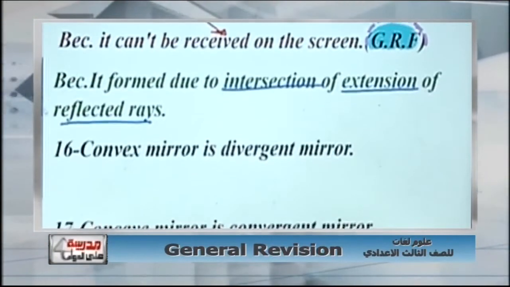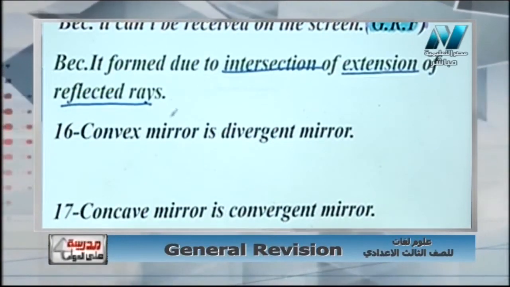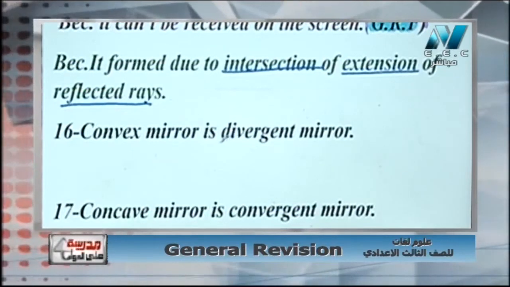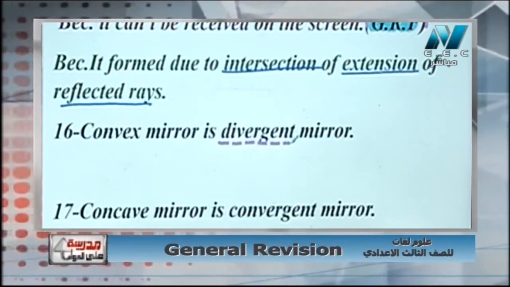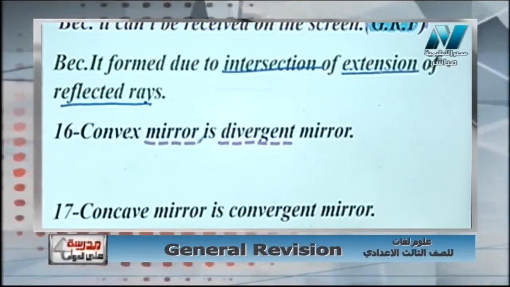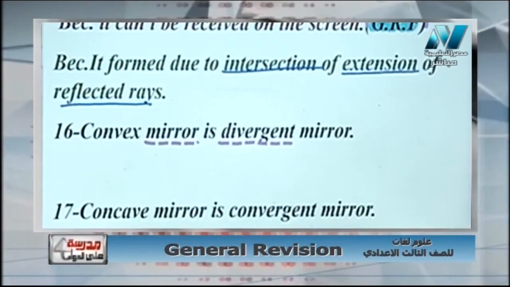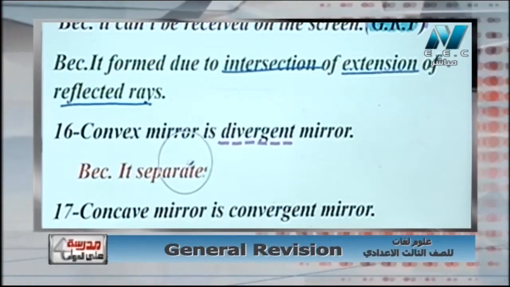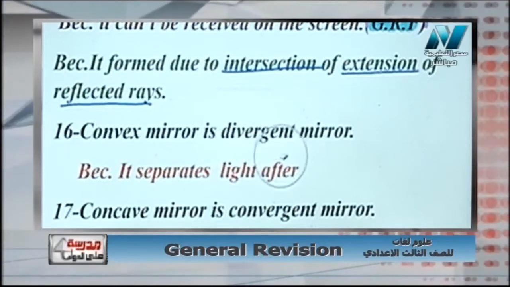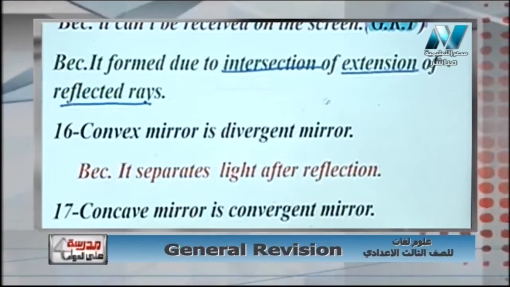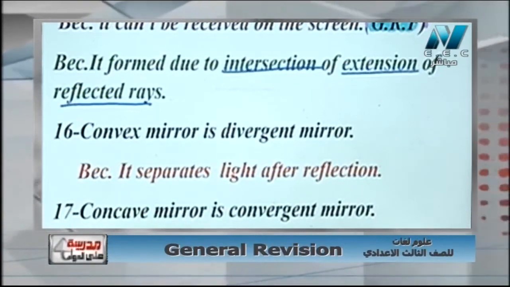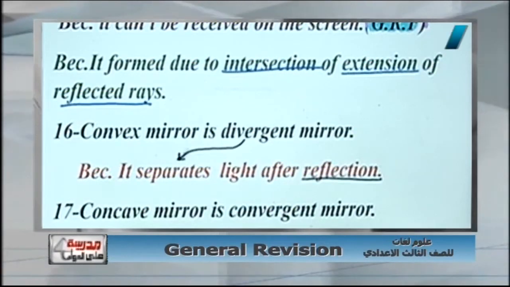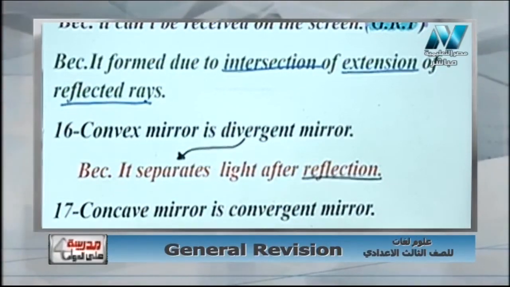Here we have the question: convex mirror is a divergent mirror. We have to translate divergent. We have to translate mirror. Divergent means scattering. So we can say because it separates light after reflection. Why? Because we talk about a mirror. And divergent means separates light rays after reflection.